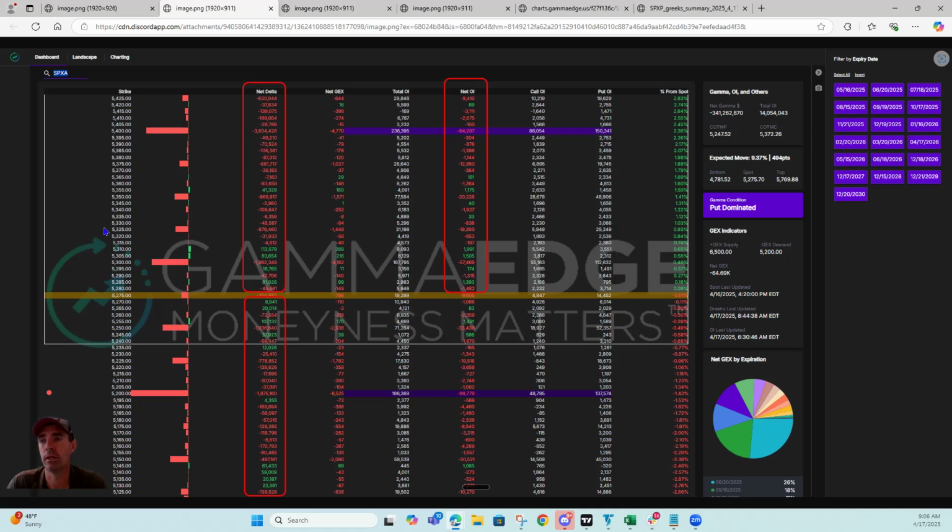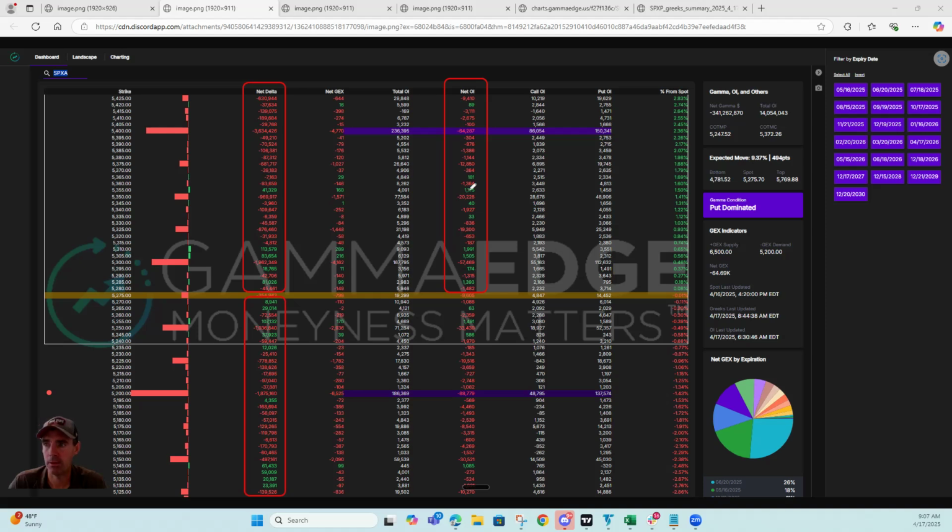Heading into the option structure, SPXA, these are larger institutional players. Obviously, our next expiry now is into May after OPEX today. Again, the quick takeaway from this is that we are still put dominated within the overall structure, above and below spot prices. You see the red negative net delta outlined by our red boxes here. So again, put speculators maintain control.